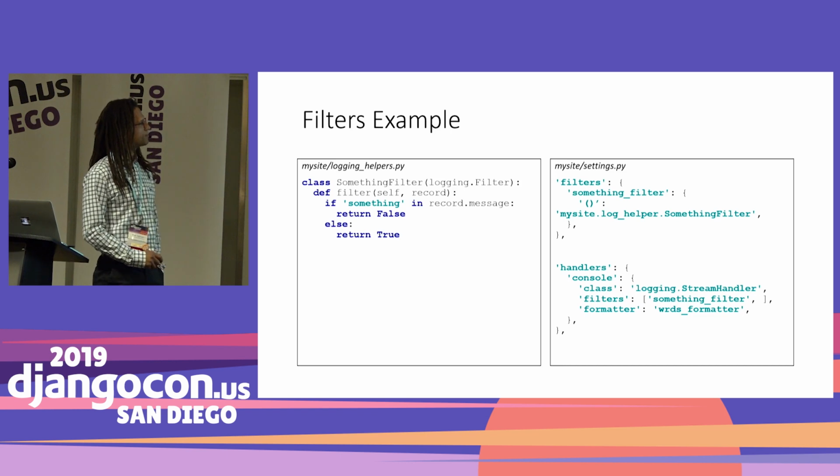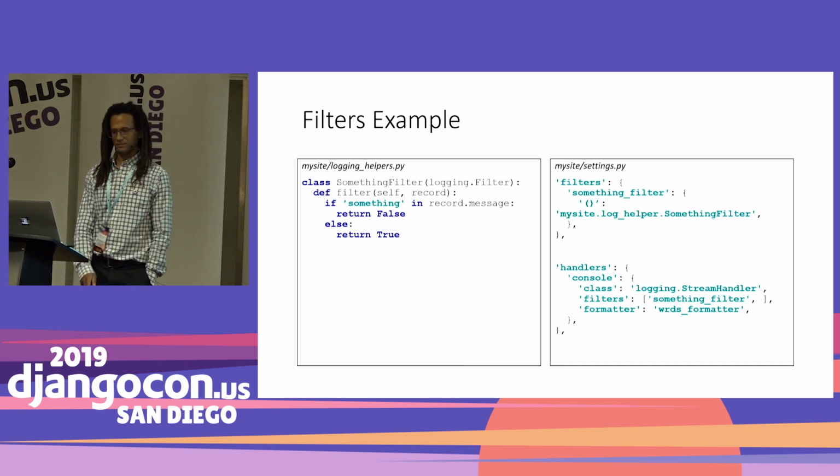I've defined the something filter. The something filter looks for the word something in the record's message, which is an attribute on the record, and the record represents the log record. Whenever it sees something in the message, it returns false. When a filter returns false, it stops the message from processing, so this something filter, set up on the console handler, will cause the console handler to not write messages that have the word something in them.